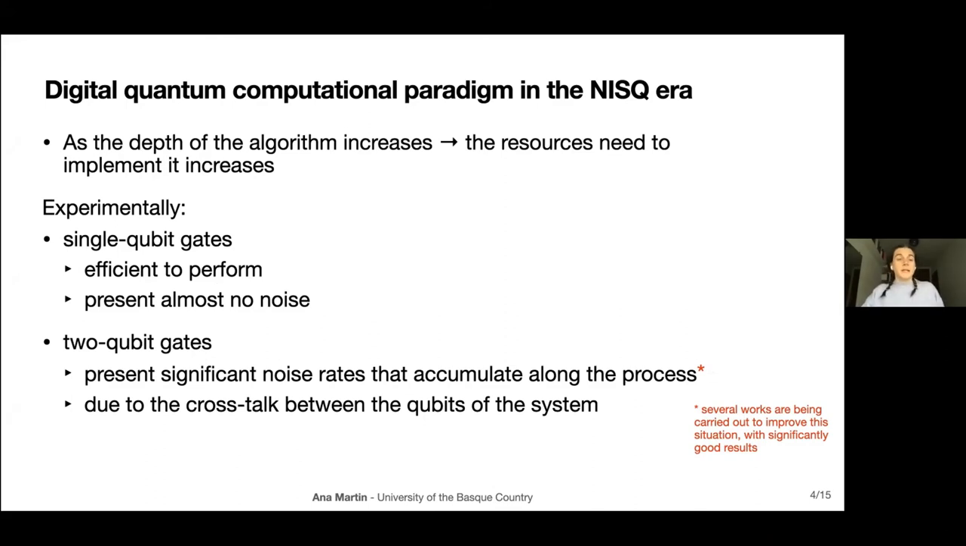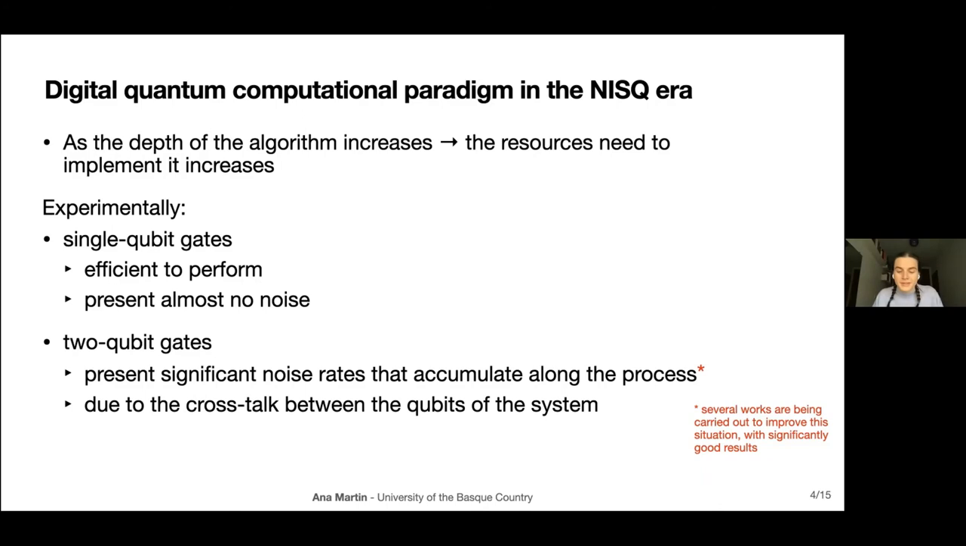So experimentally, maybe implementing single qubit gates presents no problem. So they are efficient to perform and present almost no noise. But this doesn't happen whenever we want to implement two qubit gates. Normally, we have significant noise rates that accumulate along all of the process. And this is due to the crosstalk between the qubits of the system.